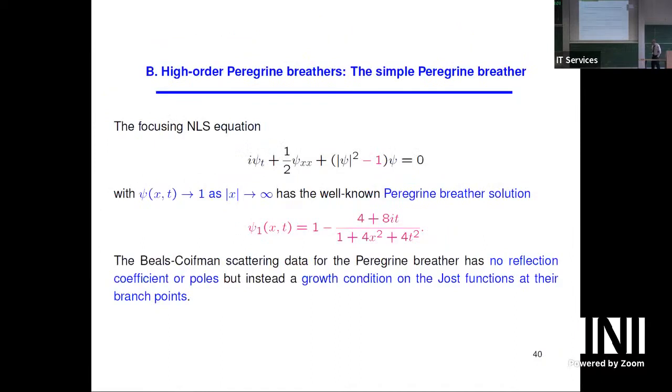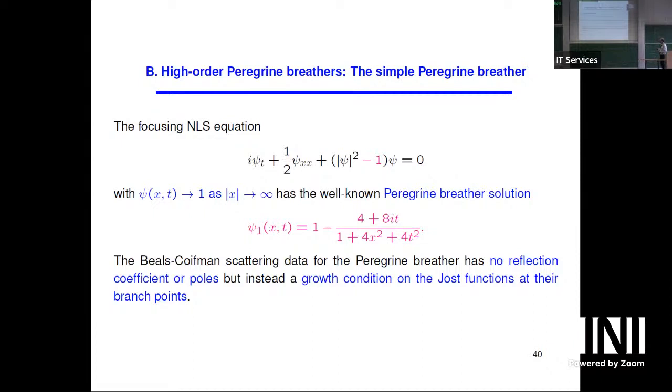Now let's look at the spectral theory for a Peregrine breather. What do you get? You get a branch cut, and then you get a fractional power singularity at the branch points. So this is a case where you have to be very careful with the traditional inverse scattering approach, but the robust inverse scattering approach goes through much more smoothly.